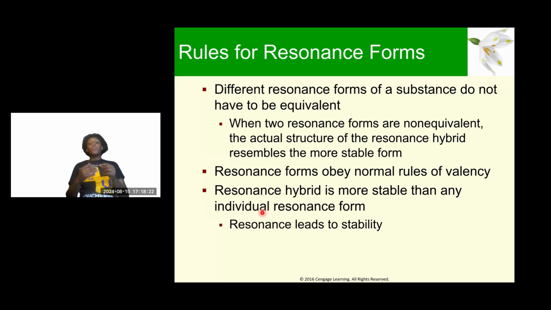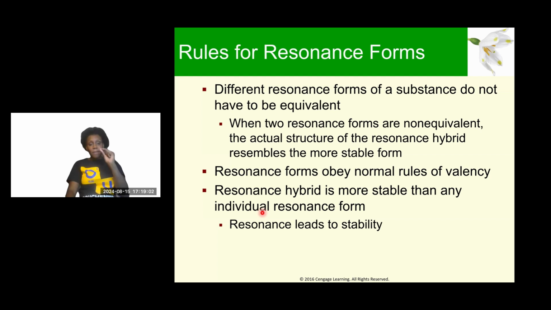Now, resonance forms obey normal rules of valency. So they're still going to follow the rules that we know in terms of valent bonds, all right? They're going to follow those same rules. It's not going to change. Now, the resonance hybrid is more stable than any individual resonance form. So again, the hybrid structure, what's actually happening, is going to be more stable than the individual forms, okay? So if I draw one structure, then the other structure, those actual structures, if I stopped and froze in time, those are going to be less stable than the actual hybrid, all right?